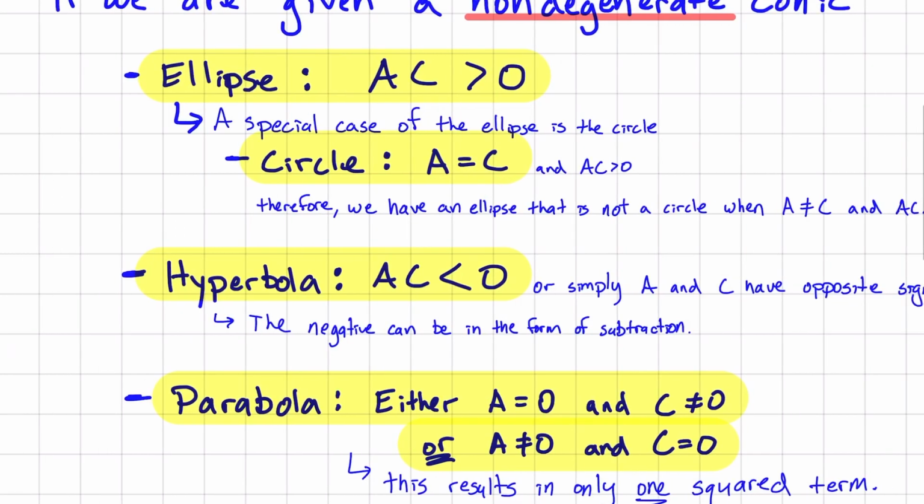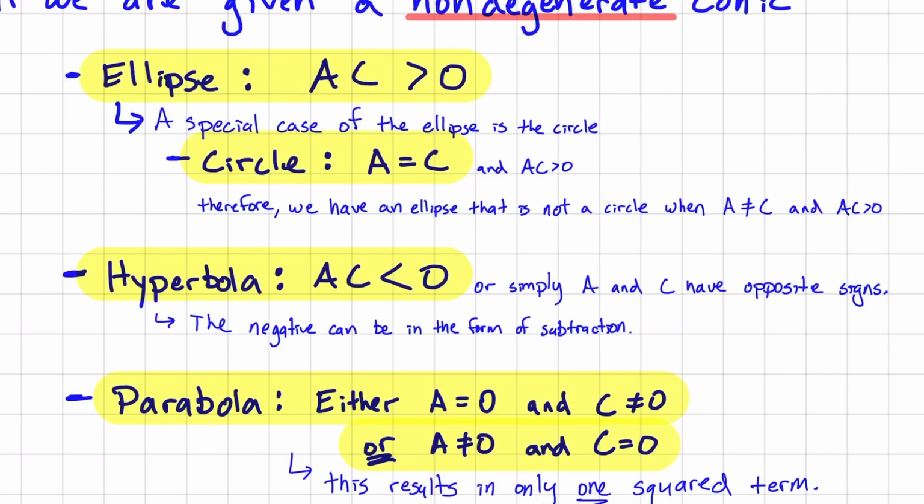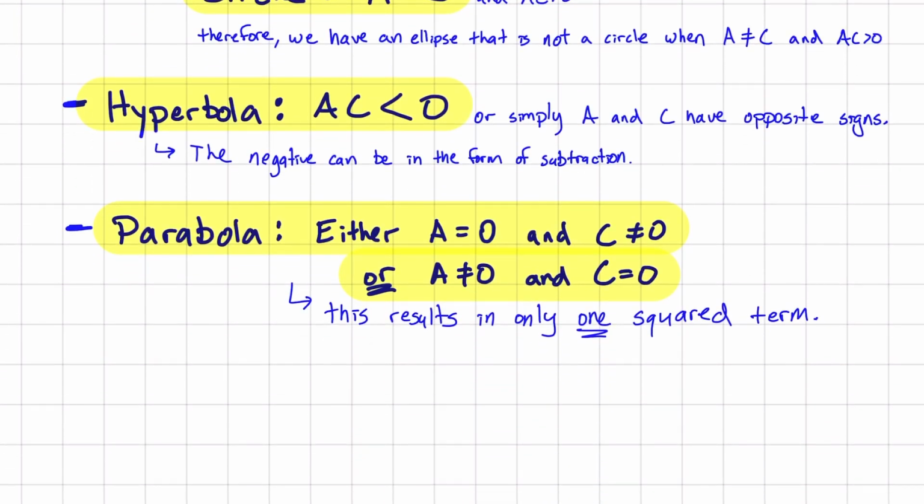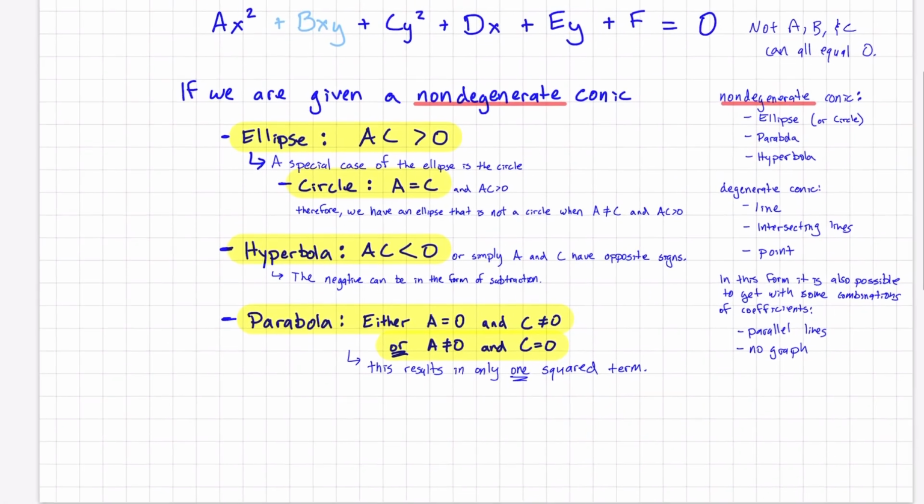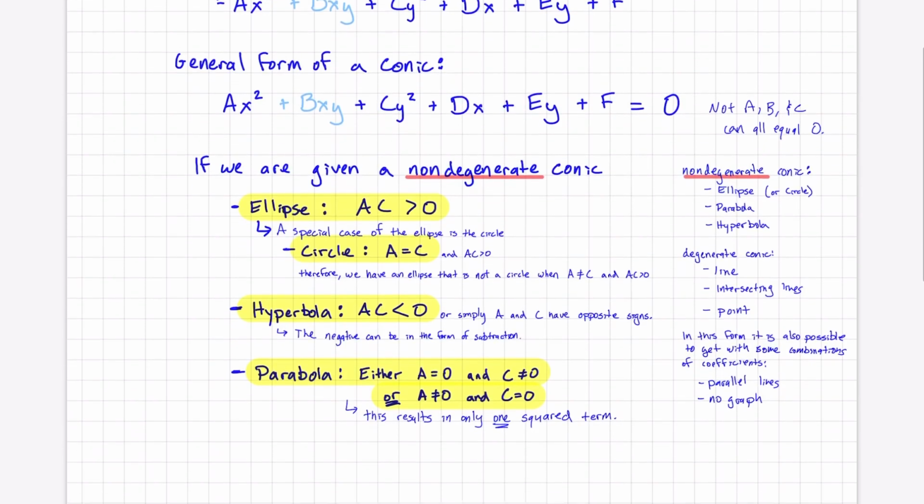So you can think of an ellipse that's not a circle when A and C don't equal each other, but their product is bigger than 0. All right, then we have a hyperbola when the product of A and C is less than 0, because they have opposite signs, or you can think of that negative in the form of a subtraction. And then lastly, we have a parabola when either A is 0 and C is not, or A is not 0 but C is. So basically, it's only when we have one square term that we see the parabola. All right. So this is our general form of a conic.